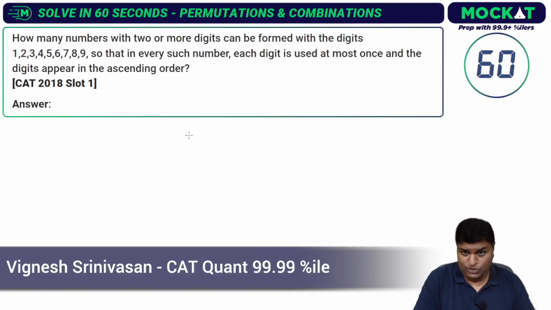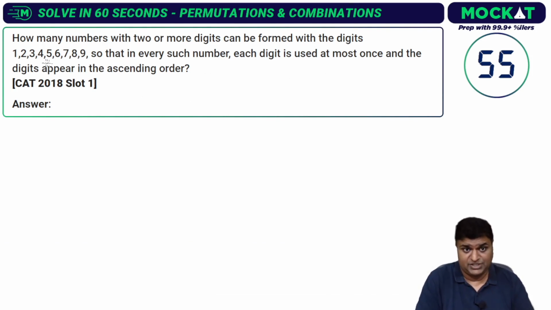A CAT 2028 slot 1 question, one of the tougher years we've had in quant, right? Let's look at it. How many numbers with 2 or more digits can be formed with the digits 1, 2, 3, 4, 5, 6, 7, 8, 9, so that in every such number, each digit is used at most once, right? The conditions over here are 2 or more digits. Digits have to be used at most once. You can't have repetition. And the digits appear in ascending order, right?